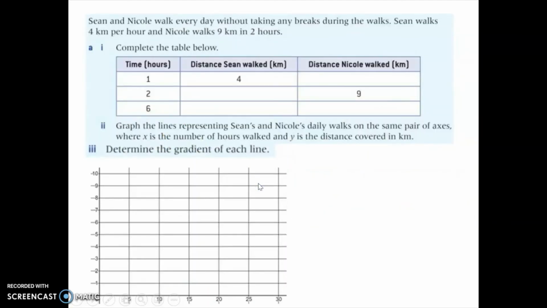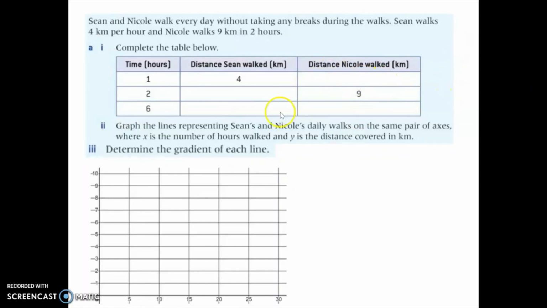Let's finish off with this problem here. We have Sean and Nicole walking every day, without taking breaks. Sean walks 4 kilometers per hour. Nicole walks 9 kilometers in 2 hours. So you can see here, Sean, 1 hour, 4 kilometers per hour. So we put 4 here. But Nicole walks 9 kilometers in 2 hours. So we are missing her values here. How about filling these in and these two in? What is the unit rate for Nicole? If she walks 9 in 2 hours, how much will she walk in 1 hour?